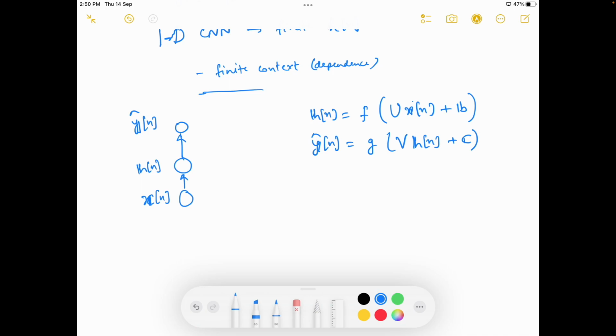Okay, quick exercise. Let's say my x has 10 units, h has 5 units, y has also 5 units. Tell me the size of U. 5 cross 10, b is 5 cross 1, right? And likewise my V is 5 cross 5 and c is 5 cross 1. Okay.